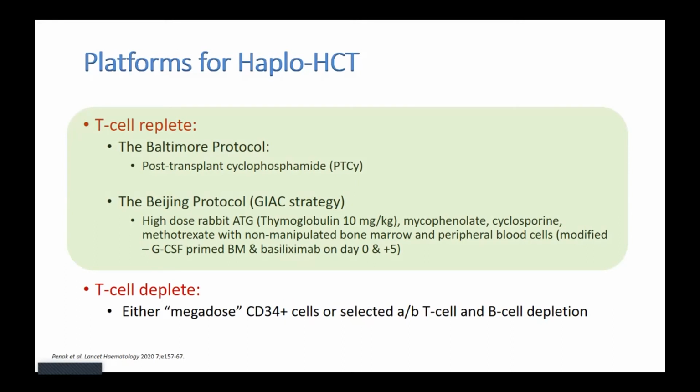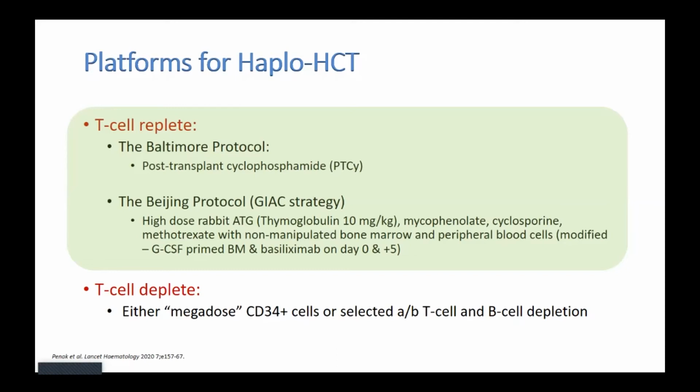It involves four main components, which also prompts this acronym GIAC: G for G-CSF stimulation of the donor, I for intensified immunosuppression through post-transplant cyclosporine, MMF, and a short course of methotrexate, A for ATG, and C for combination of peripheral blood stem cells and bone marrow allografts. This strategy results in predictable engraftment and acceptable non-relapse mortality.